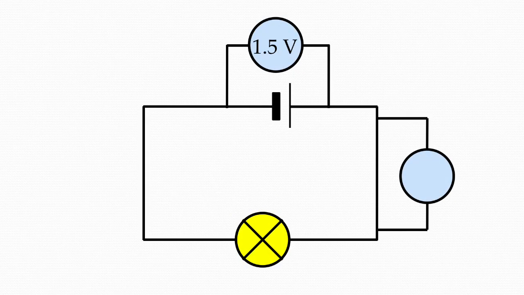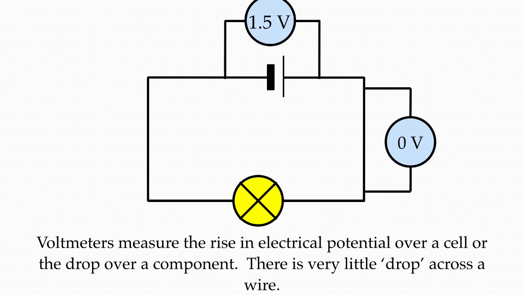A slightly trickier one now. What would the voltmeter on the right hand side of this diagram read? As all of the wire would be at the same electrical potential, there would be no potential difference across the wire, so it would be at 0 volts.